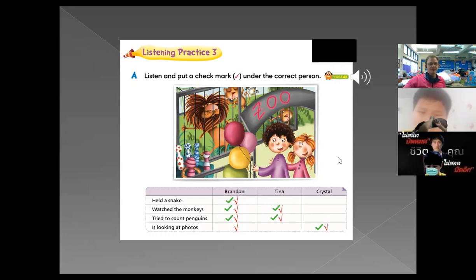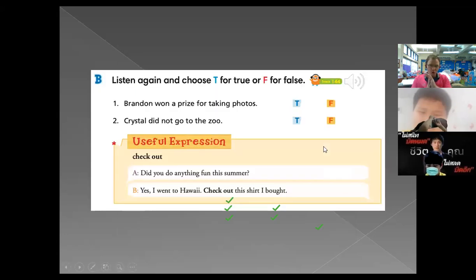So the next one, moving on, we have to choose either true or false. So here it's the same story, and we might only listen to it one time. So that we already listened to it 2 times. If you want to listen an extra time, please ask me. So please listen carefully.